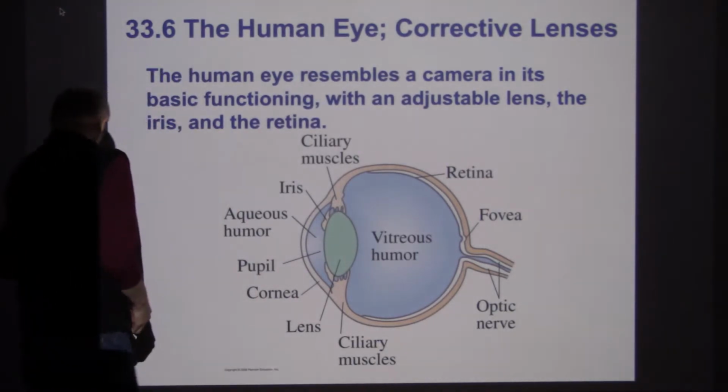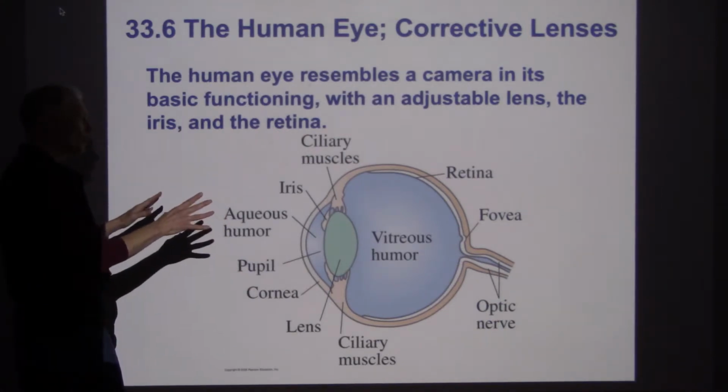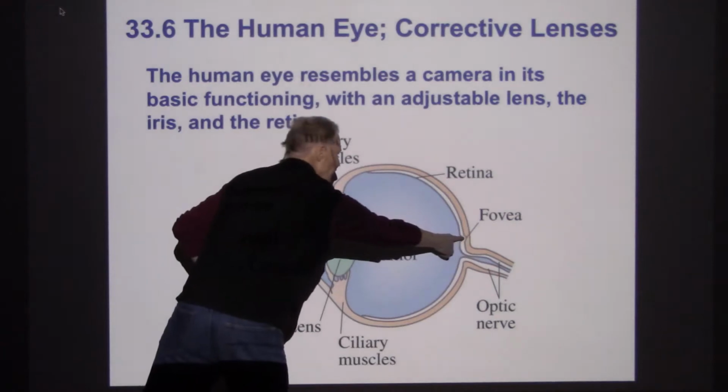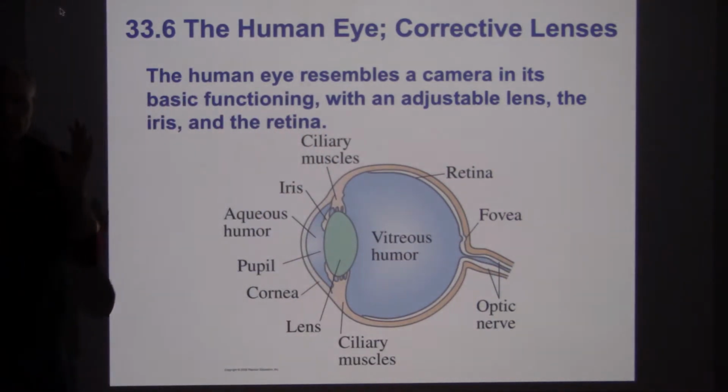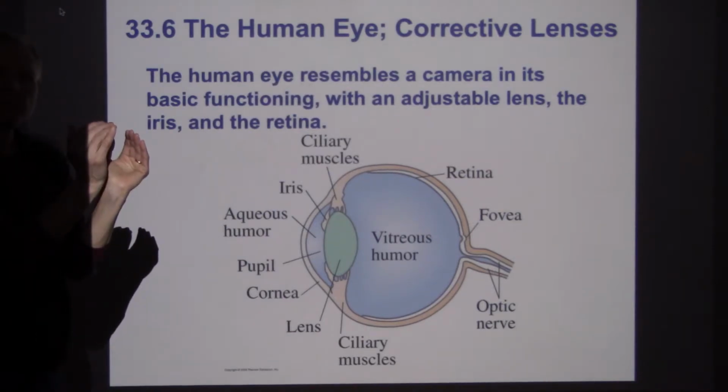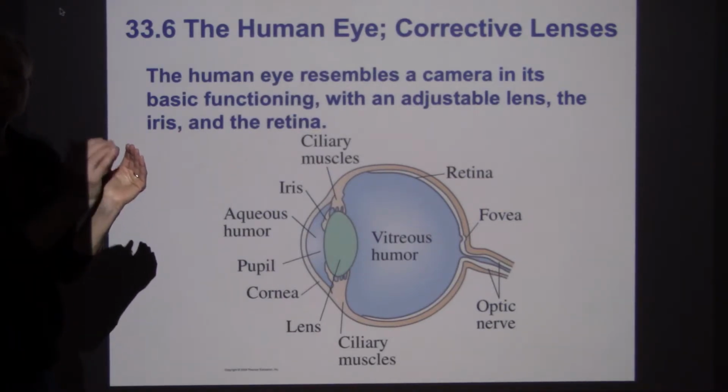Okay, so let's see. If we drew a diagram on this, then we would have a central axis here. I'm going to start with the fovea. The fovea is the center of the retina. That's where the cones are as densely placed as possible. That's where we have our best color vision.